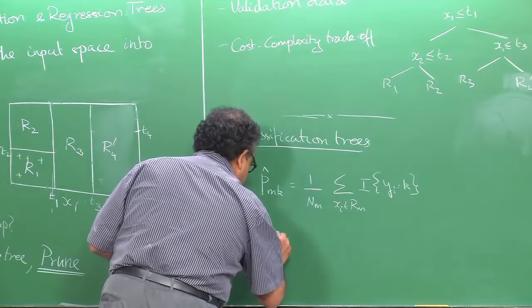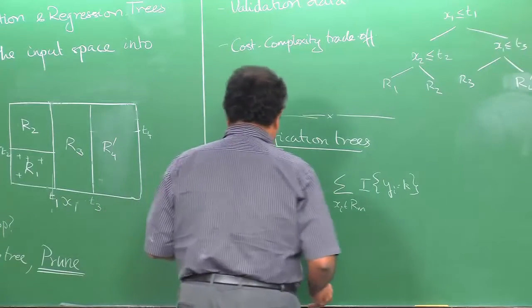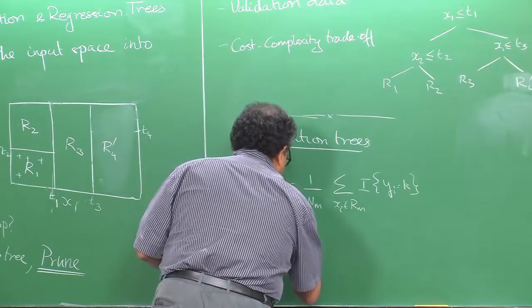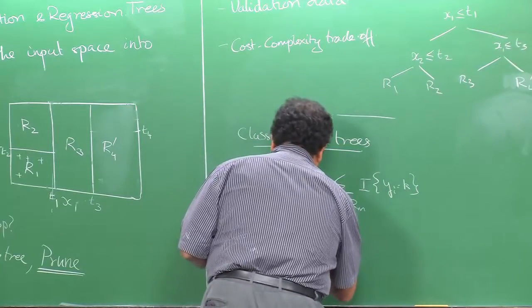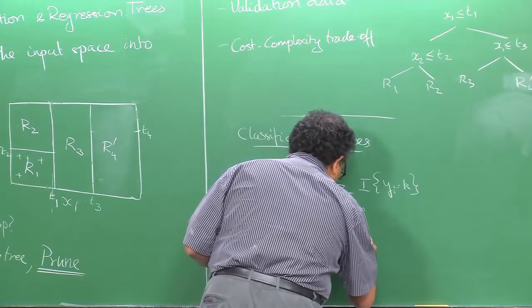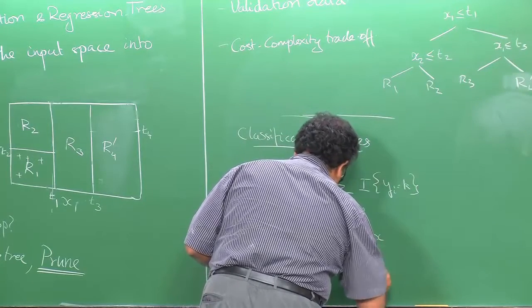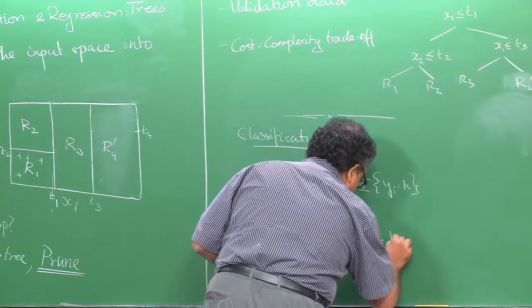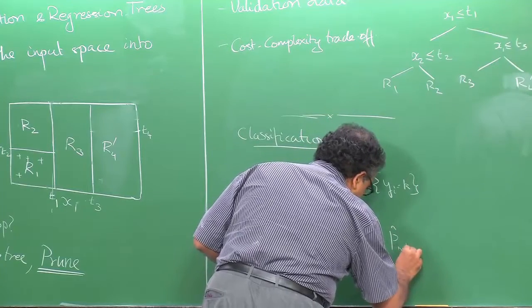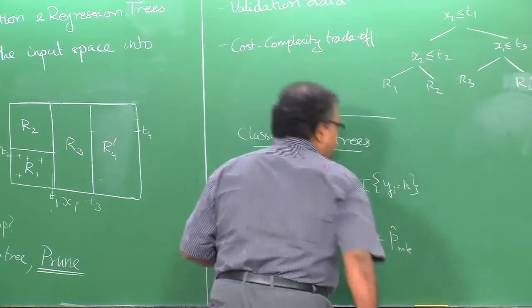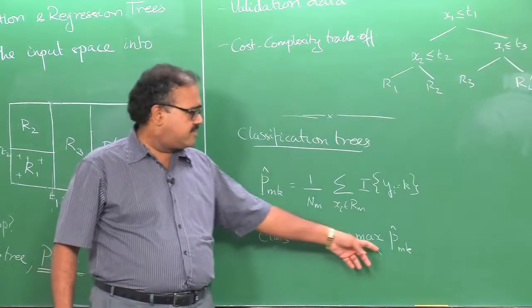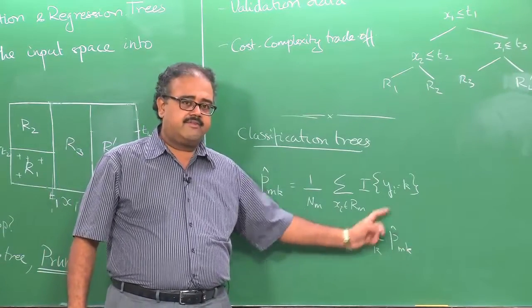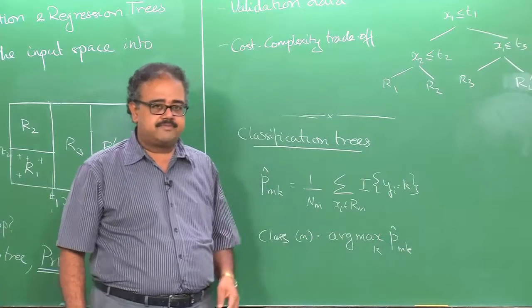the class in region M is going to be... Okay, so the class that I will assign to data points in region M is essentially that k that gives me the maximum p hat value.